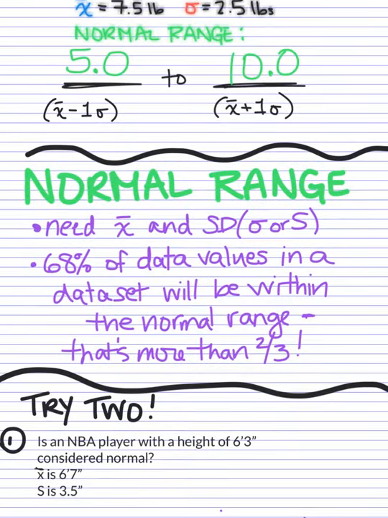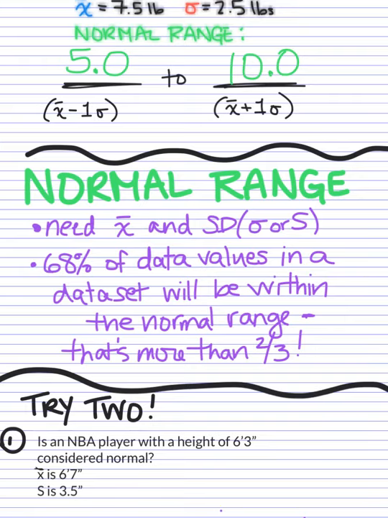The normal range, in order to find it, you need the mean and you need a standard deviation, either the standard deviation for the population or for a sample. And the normal range gives you what 68% of data values in a data set will be within. So that's more than 2/3 of all of the data values in a data set would be within this normal range. So that's a lot. That only leaves 32% of your data that's either going to be above or below this particular range.